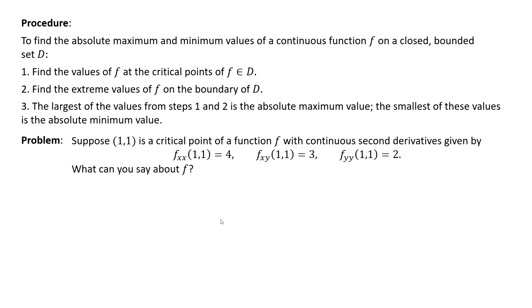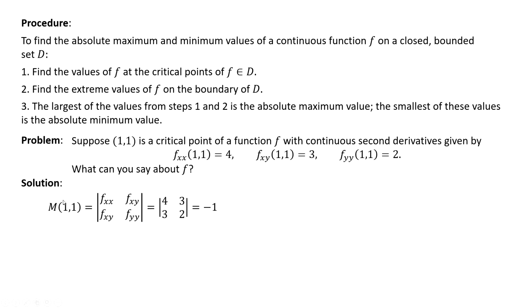Suppose (1, 1) is a critical point of a function f with continuous second derivatives given by these things. What can we say about f? Okay. (1, 1) is a critical point of the function apparently, and the second derivatives are given. What is this talking about? It's talking about using that M concept.